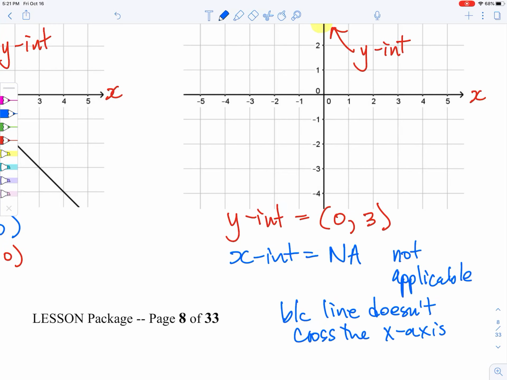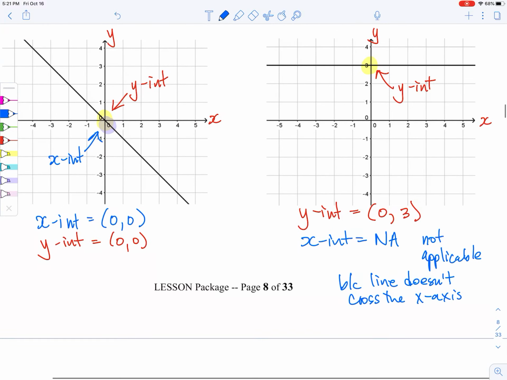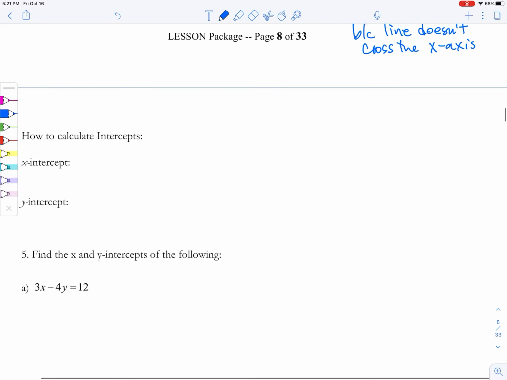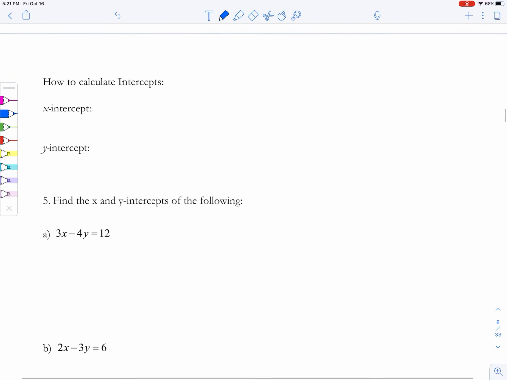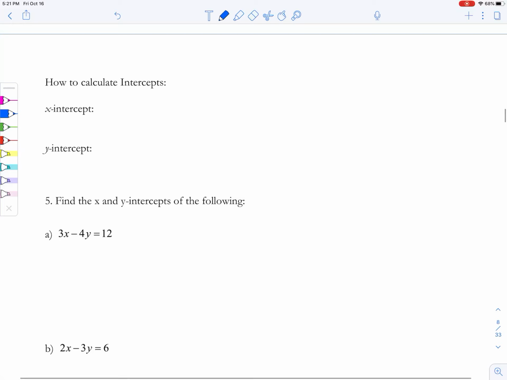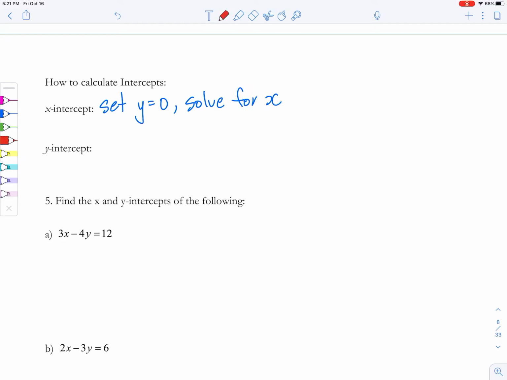So if we're not given a graph and instead we're given an equation and we have to calculate the x-intercepts, we're going to use the fact that we learned before that to get an x-intercept, we're going to set y equal to 0, and then we're going to solve for x, or isolate x. And to get the y-intercept, we're going to set x equal to 0, and we're going to solve for y.